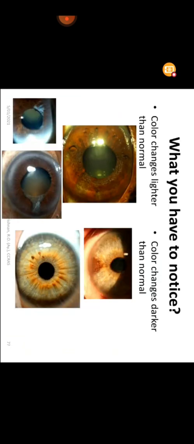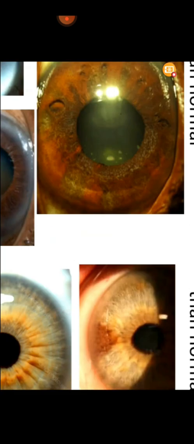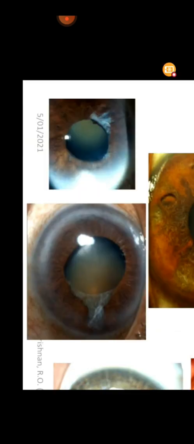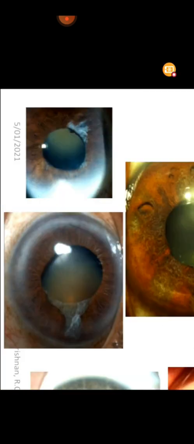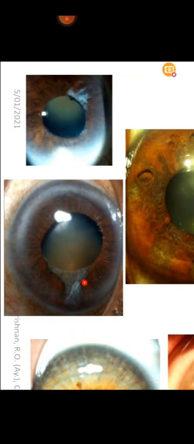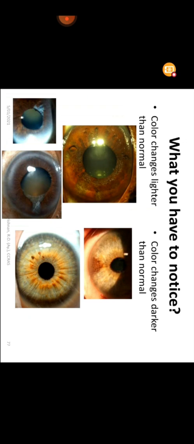But what matters is that you should see whether, in the iris, there is any presence of lighter colors or darker colors. This is what you have to see. In this picture you can see some areas of light colors, and in this picture some areas of dark colors. Here you can see whitish areas, and here you can see the presence of dark spots. This is what you should check out.